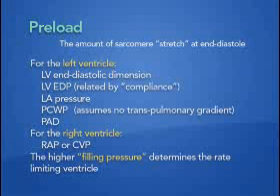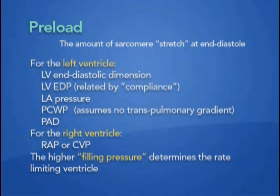So keep in mind how many steps backwards we're measuring when we talk about preload, and we talk about preload of the left ventricle as being the pulmonary artery diastolic pressure. For the right ventricle, it's a little simpler. We measure the right atrial pressure, or the CVP, central venous pressure. The higher filling pressure determines the rate-limiting ventricle.